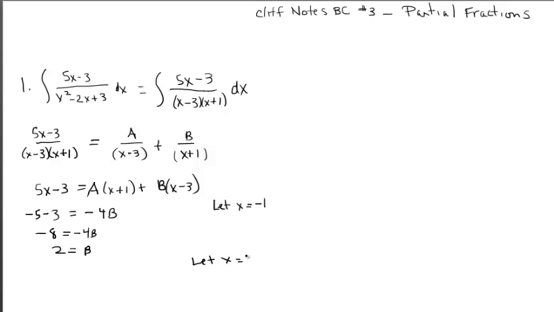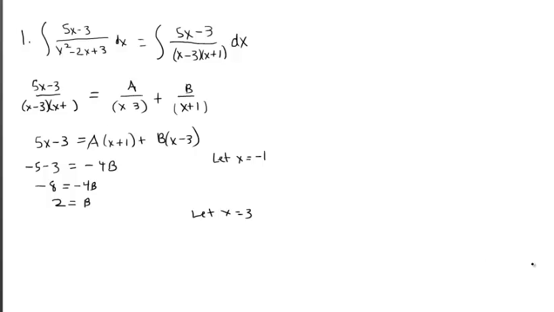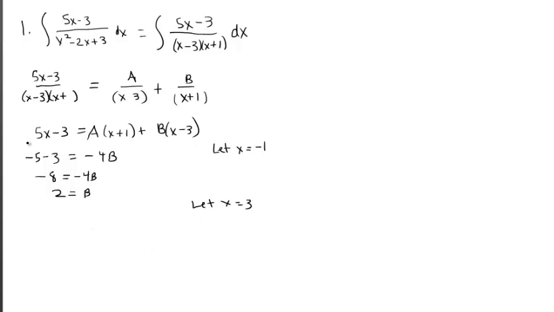Now let's let x be 3. So back to the basic equation. If x is 3, we get 15 minus 3. If x is 3 here, we get 4A. And this zeroes out. So 12 equals 4A. A equals 3.